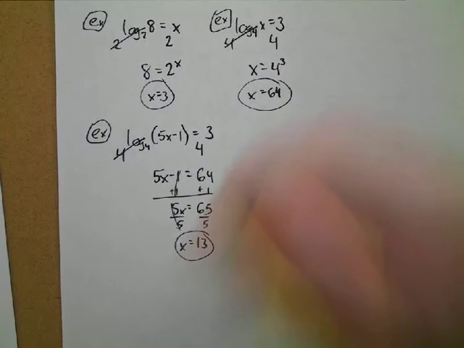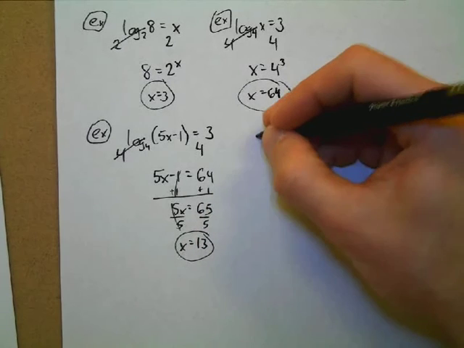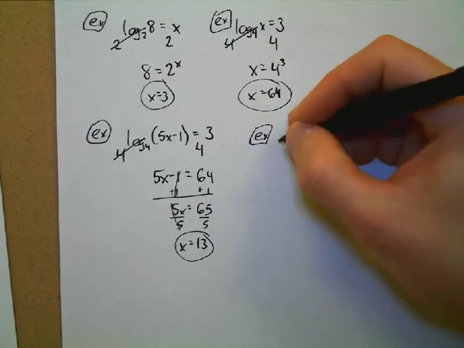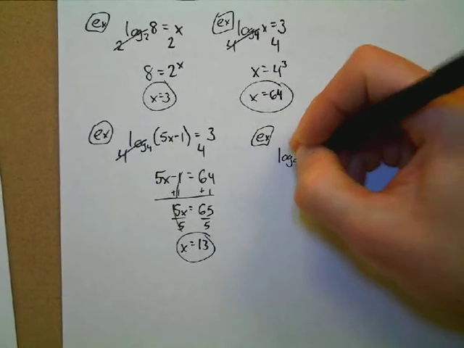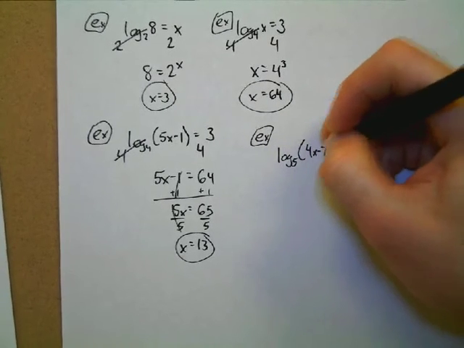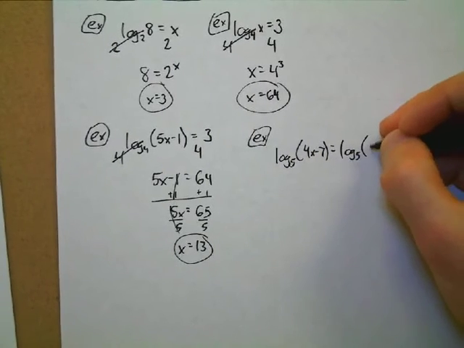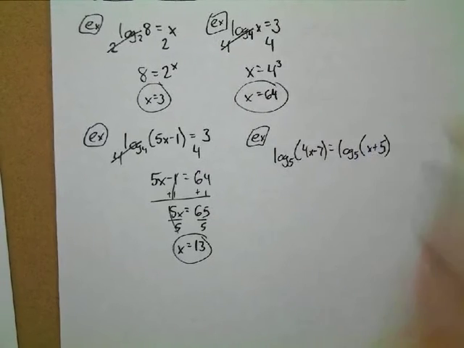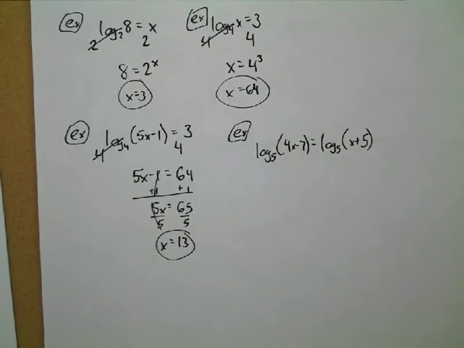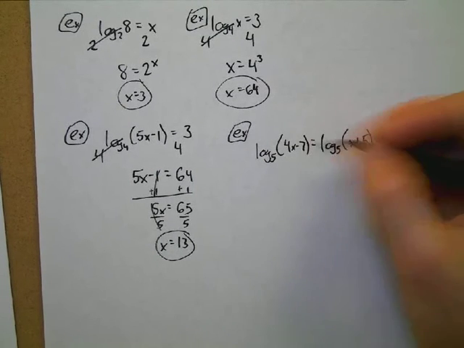Okay? I'm going to do 2 more here. I think I should have enough time for 2 more. Okay, change it up a little bit here, just to make it a little more interesting. Log base 5 of 4x minus 7 equals log base 5 of x plus 5. So now we have logarithms on both sides. What base should we use here, though, to cancel things out? 5. Yeah, they're both the same base, so we'll use 5.